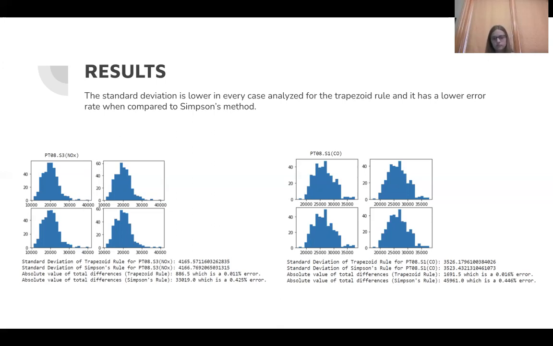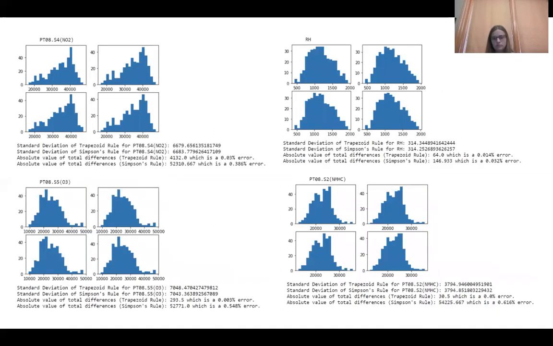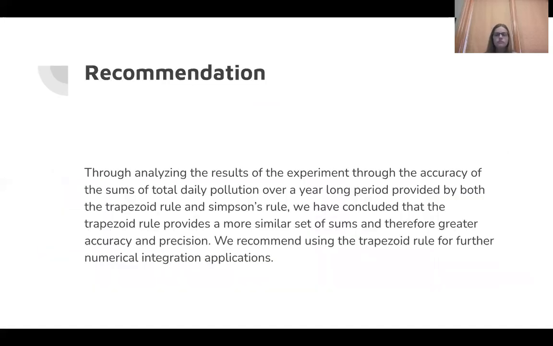So when you do integration with just half the points, so 13 instead of 25, it had an extremely low error rate. Simpson's rule also was lower, but it was still several times higher than the trapezoid rule. We can see that in both cases on the left and the right. For the other cases, all of these have a much lower error rate for the trapezoid rule than Simpson's rule, which leads us to the conclusion that the trapezoid rule is much more accurate.